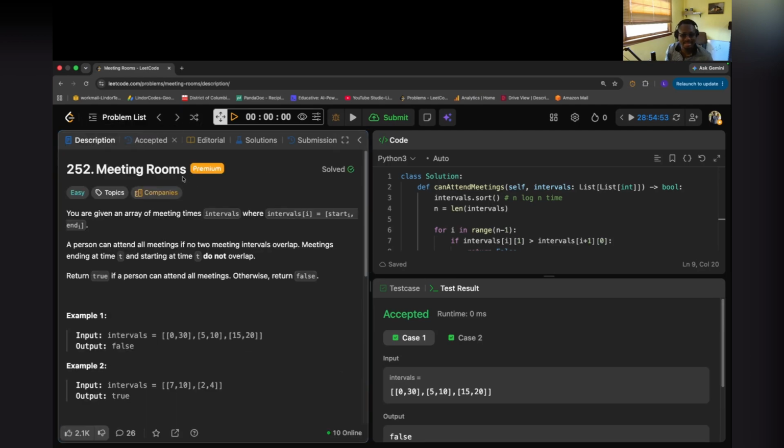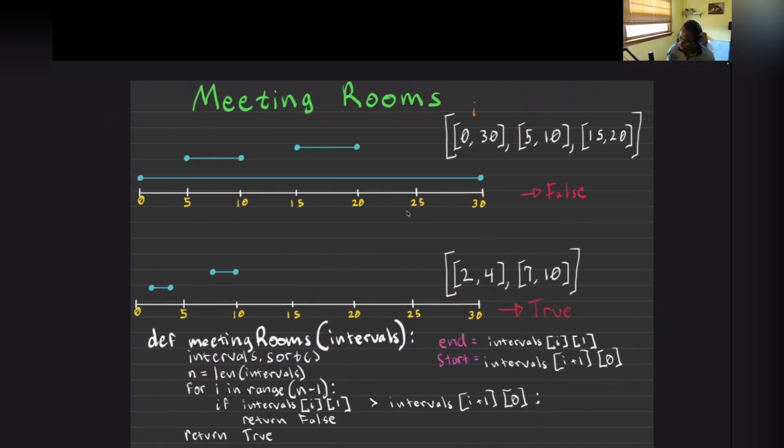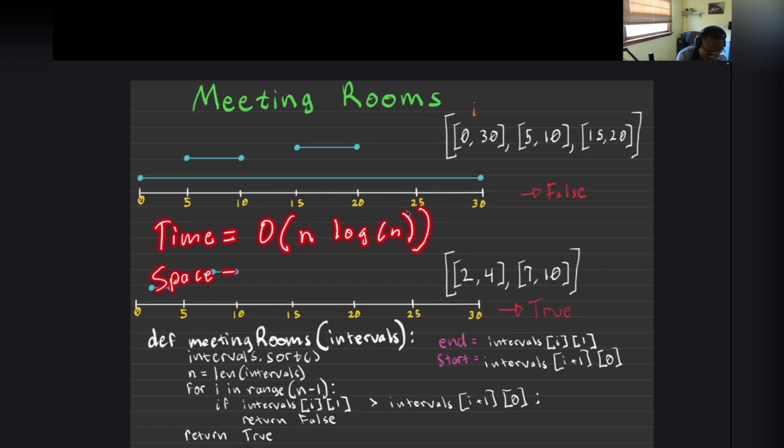So let's go back to the drawing board and discuss the time and the space, okay? The time complexity, because we're sorting, gives us big O of n log n. That's the merge sort, okay? And the space is equal to big O of n. That's merge sort, in place, it costs O(n) space.